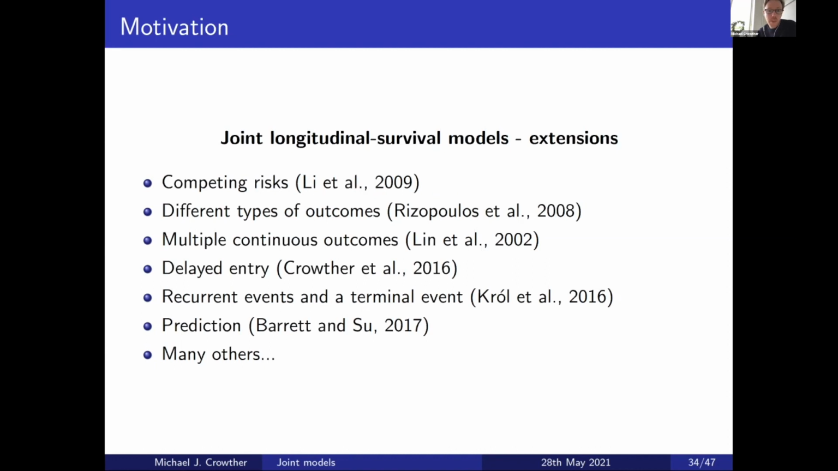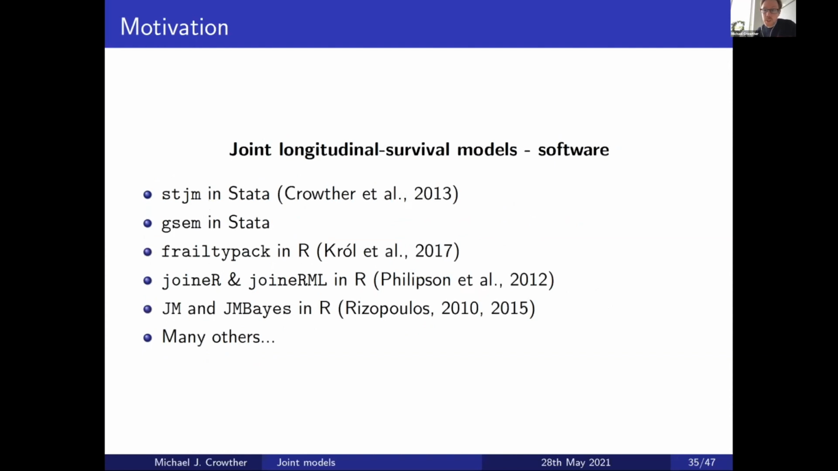Some core references: competing risks, different types of outcomes, multiple continuous outcomes, delayed entry, recurrent events and terminal events, prediction. This is just a minor, tiny list of a huge wealth of literature developing and extending joint models in lots of important directions. Similarly, software, just as important in my opinion.